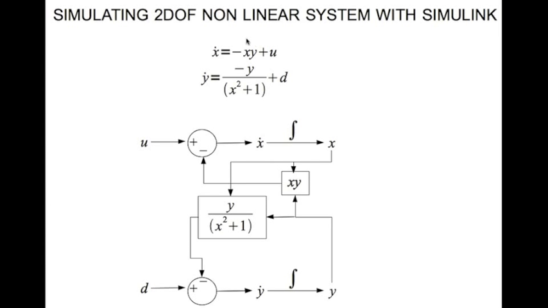Now this function here takes in two inputs, x and y, multiplies it and sends it out, subtracted from u, and the result is x dot. This one here takes in two inputs, y and x, computes y divided by x squared plus 1, that gets subtracted from d, which is a constant, and that equals y dot.